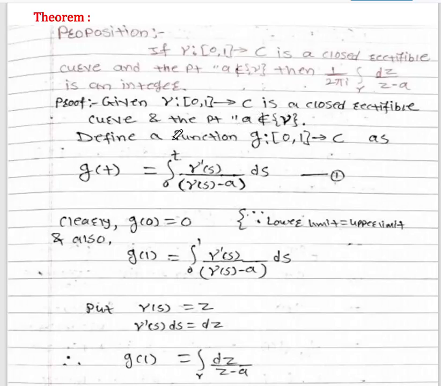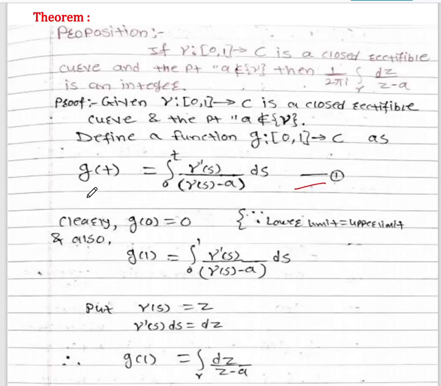We will see the proof of this theorem. So what is given? We are given the curve gamma from [0,1] to C, a rectifiable curve, and the point a which does not belong to the curve gamma. To prove this theorem, let us define a function g from [0,1] to C, defined as g of t equal to the integral from 0 to t of gamma dash of s upon gamma of s minus a ds. Let us consider this as equation number 1.